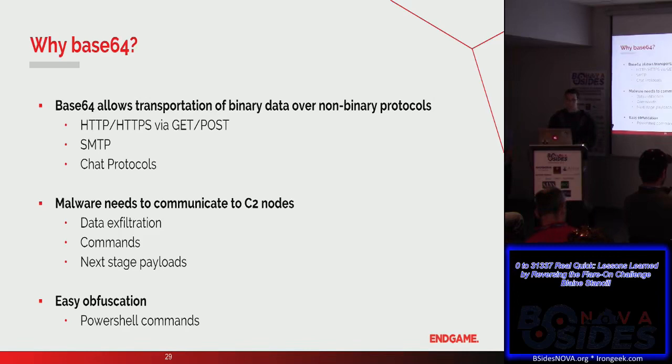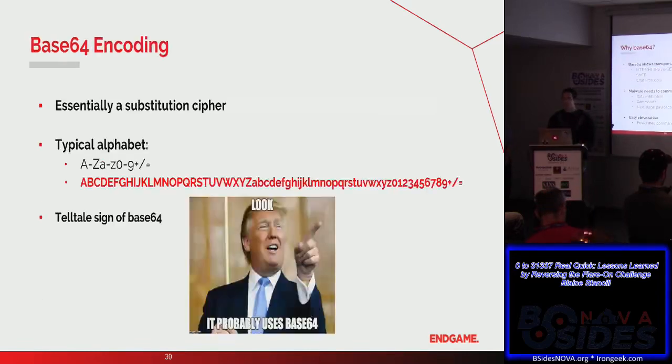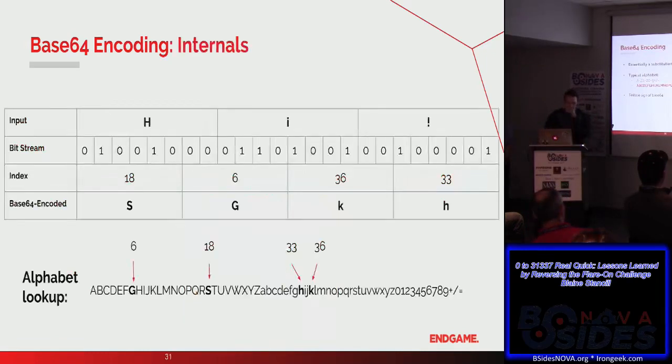So now the question is, if you're given a binary, how do you know if it's using Base64 encoding? Base64 encoding is essentially just a substitution cipher, and you need some type of alphabet in order to swap out the data you're putting in to get your output. If you see this string highlighted in red within the binary in the strings section, it's a good telltale sign that it's going to use Base64 encoding. So, real quick, these are the actual internals of Base64 encoding. I'm not going to go too in-depth. The basics is you're going to chunk up the input data. For every 3 chunks, you're going to get out 4 chunks of output. Those are just going to be indexes into the alphabet.